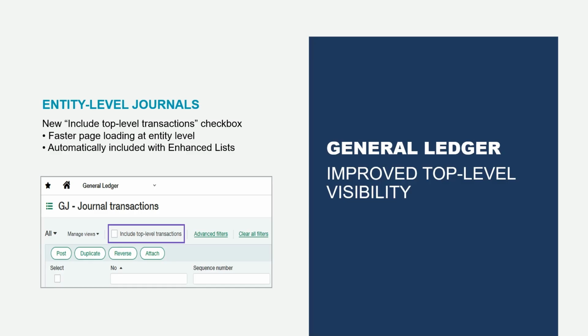But just to access it, all you need to do is go to your general ledger, into your journal entries, select the relevant journal, and then you just click into include top level transactions to see it all in one place. Next, we'll move into accounts payable and the ability to delegate invoice approvals, which is really, really useful functionality.